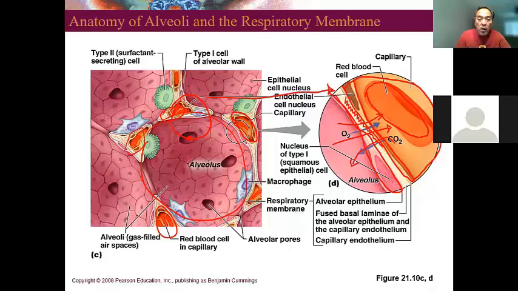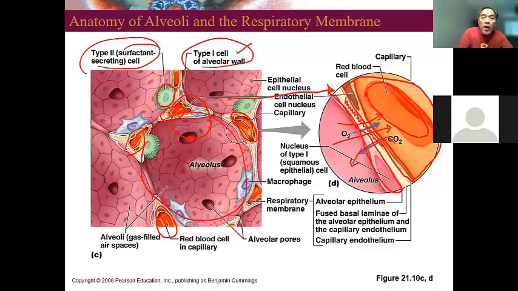Now, I just want to make note about 2 types of cells located at the alveoli. The first type of cell is called type 1, okay? Type 1 is the simple squamous epithelium that wraps around the alveoli. That is called the type 1 cell. The type 2 cell is a cell located within the alveoli, and the purpose of that is to secrete surfactant.